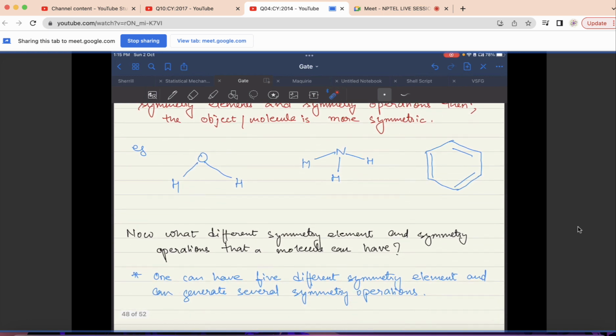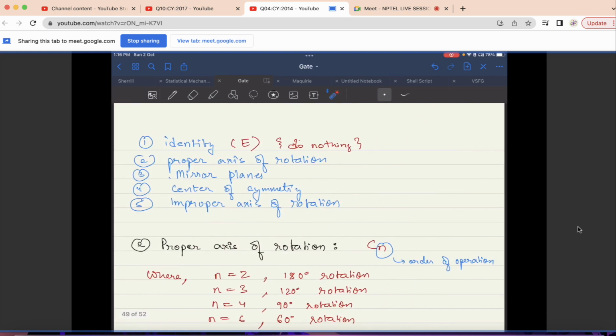Okay, now what different symmetry elements and symmetry operations can a molecule have? One can have 5 different symmetry elements and generate several symmetry operations from them. The first one is the identity. It is denoted as capital E, and you can simply say it is doing nothing, because identity is exactly the same configuration that we had before the operation or after doing the particular operation.